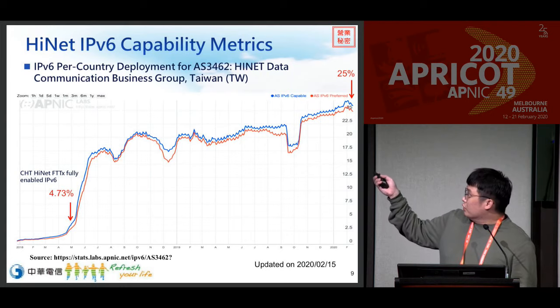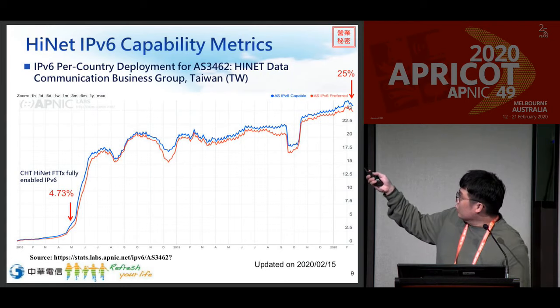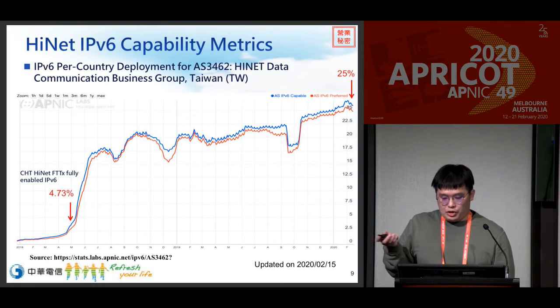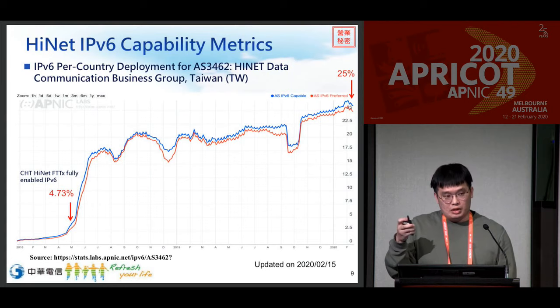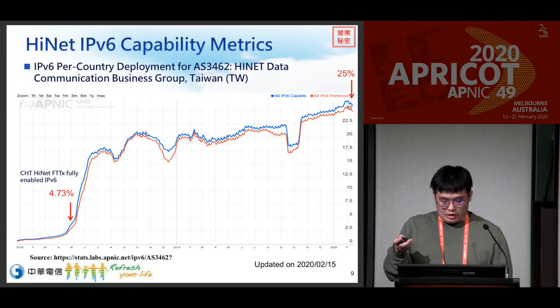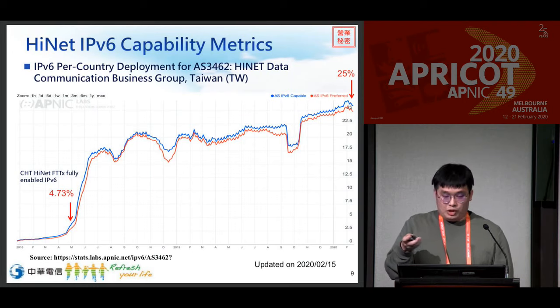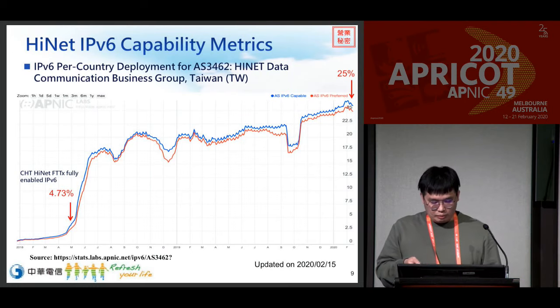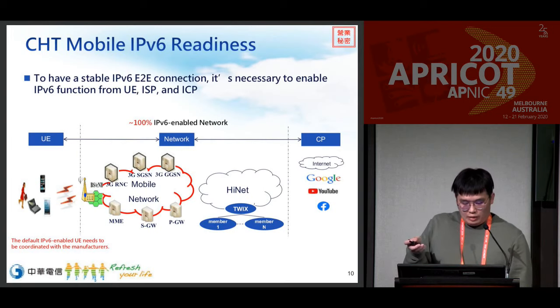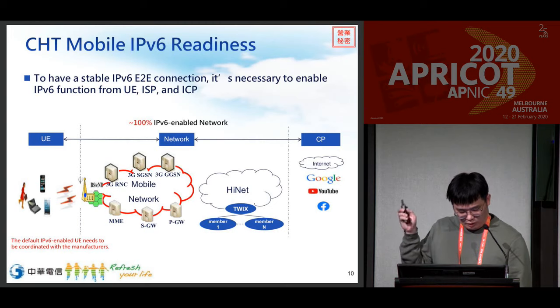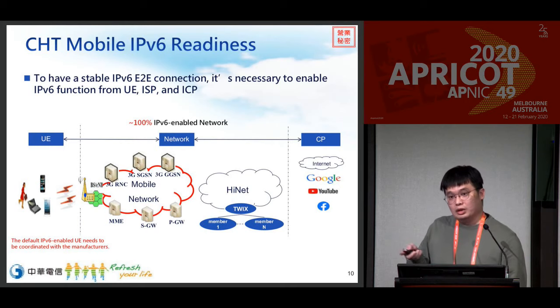And for this curve right here, dropping down, we find some interesting issues. When we have a subsea cable fault, the V6 capability drops down. When that recovered, the usage can recover. It's the same in the mobile network, but a little different: mobile networks should be coordinated with the manufacturers.